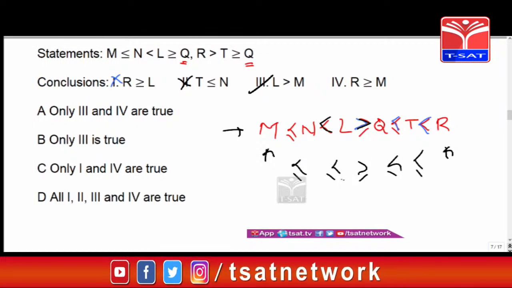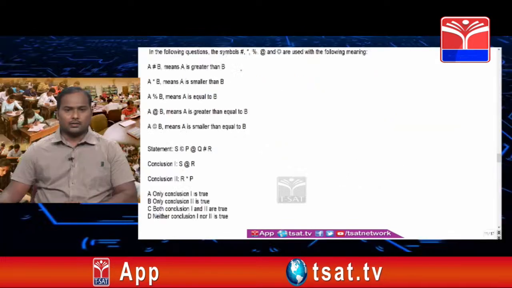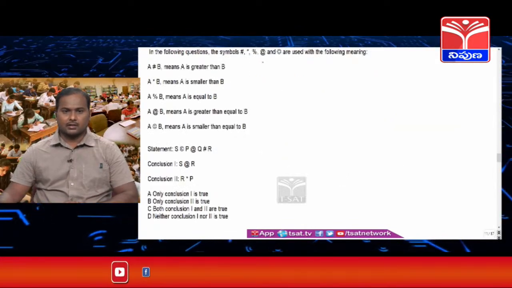So the moment you see these two are opposite, this particular conclusion will not follow. So our answer is only 3 is true, remaining all are false. In this case, there are many symbols.